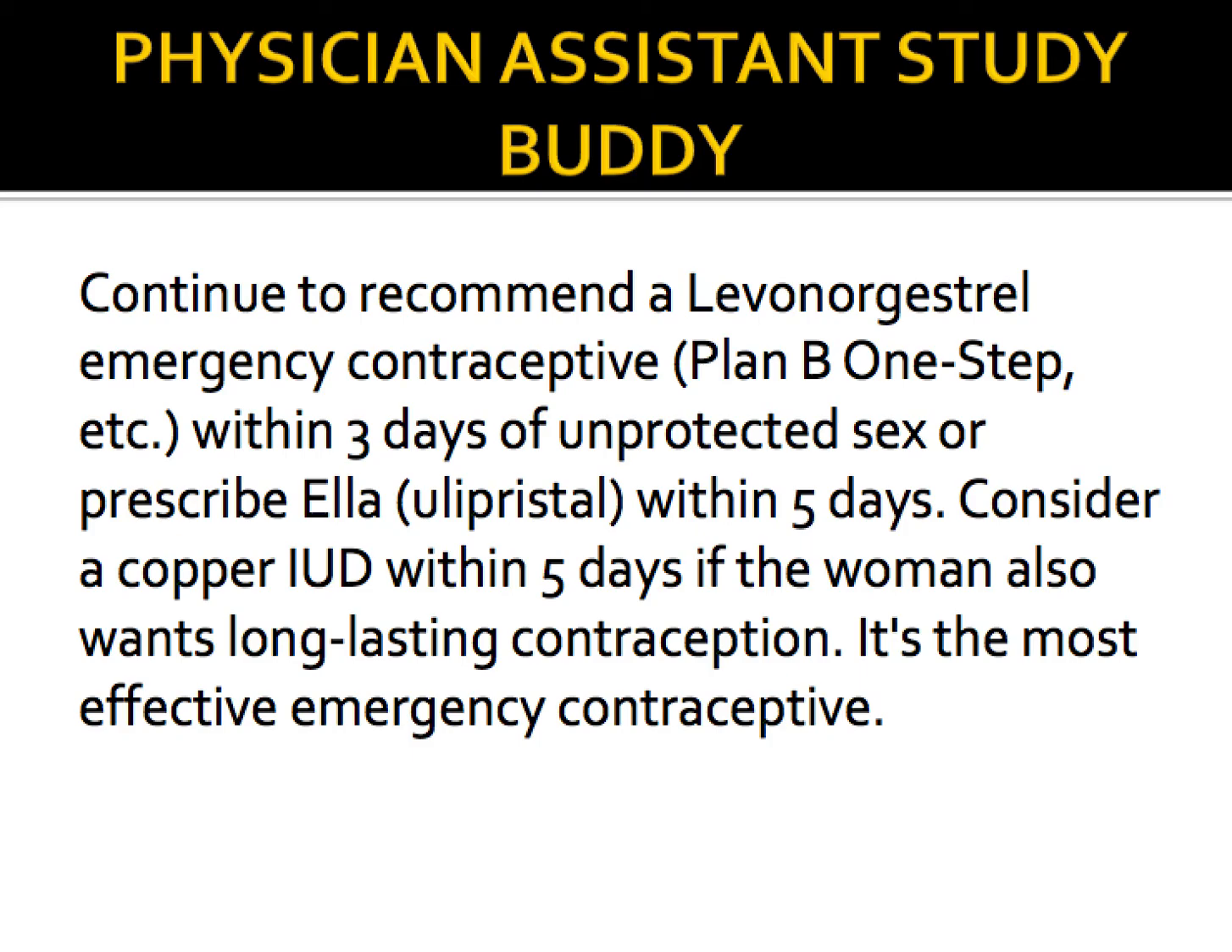So they may trick the stem by saying the young patient comes in, they had unprotected sex, they don't want the kid, and if there's no mention of long-lasting contraception, then you can think about Plan B or Ella. But if the patient also says they would like some long-lasting contraception, then you should be thinking copper IUD.